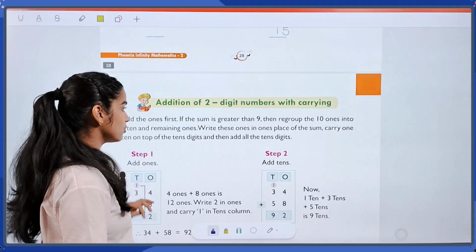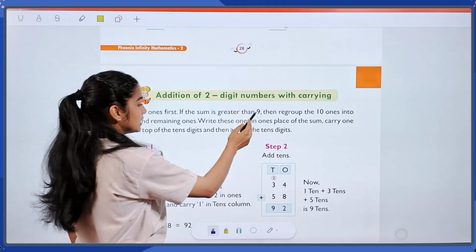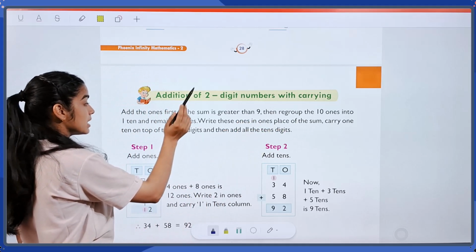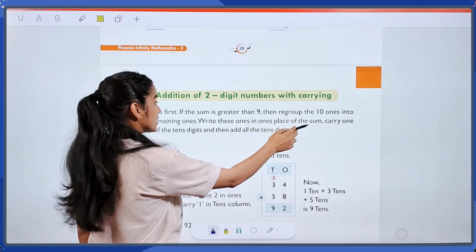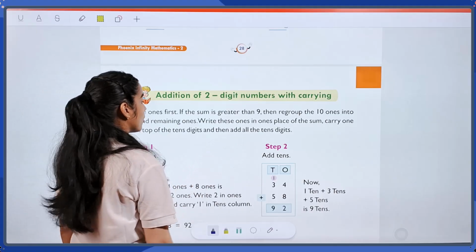Now addition of two-digit numbers with carrying. Add the ones first. If the sum is greater than 9, then regroup the 10 ones into 1 ten and the remaining ones. Write these ones in place of the sum. Carry 1 ten on top of the tens digit and then add all the tens digits.